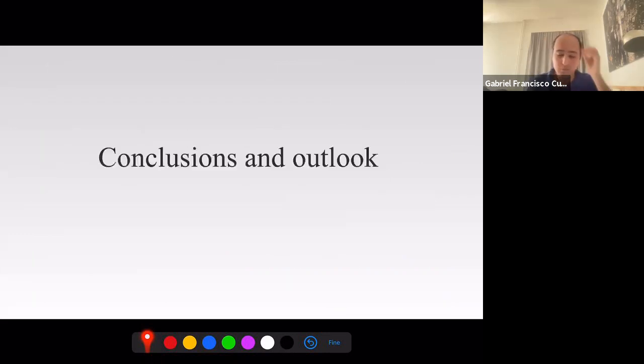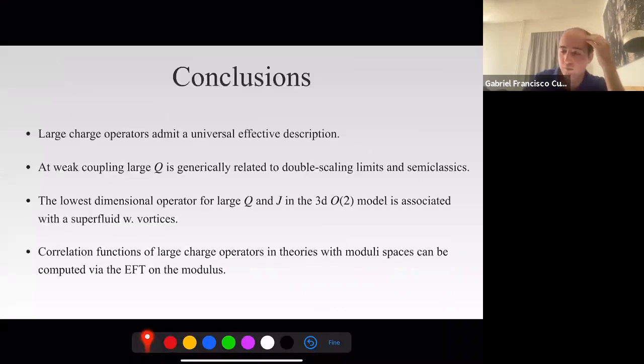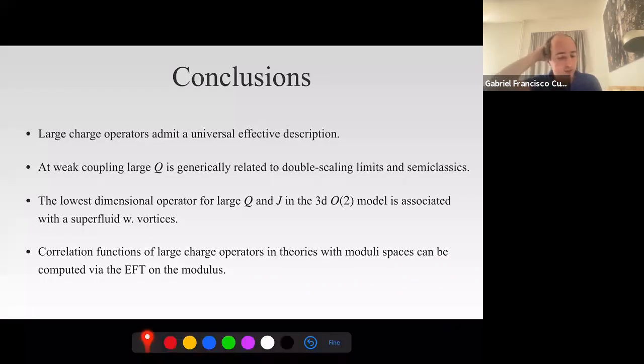Okay, so this concludes, I think, my overview. So, okay, just let me say what are the take-home messages. So the idea is that generically, one expects large charge operators to admit some universal effective description. This effective description, in the case we have a weak coupling, is associated to a semi-classical trajectory and to some double scaling limit, in many examples at least.